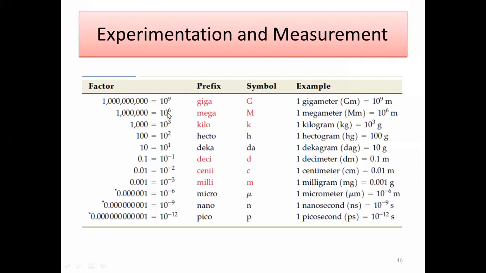Again, moving on, if you increase 3 more zeros to this figure, it will become exponent 9. And this is called the giga. And the symbol is capital G. And 1 gigameter means exponent 9 meter. Now, this is the upward movement. Now we are going to move in the downward direction.